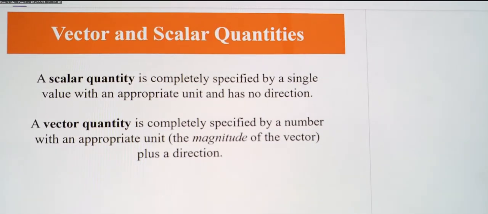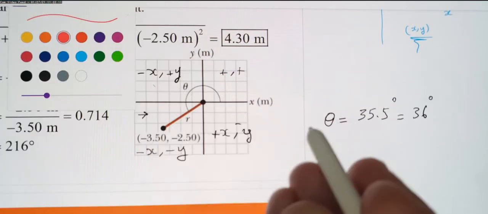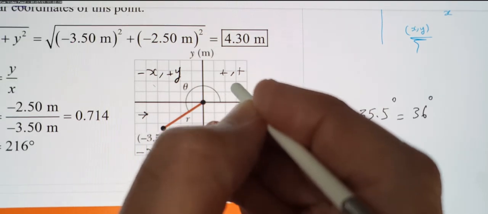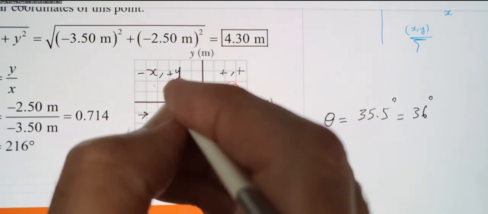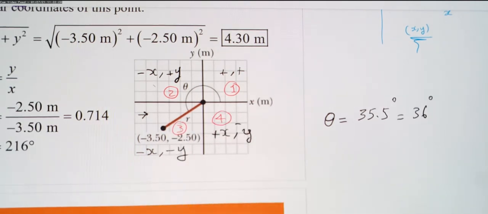Doctor, if it was in the first quarter, we will add the 270? First quarter is this one. The fourth. This is first quarter, this second, this third, this fourth. Yes, you add 270. Okay, thank you. Because you need your angle to be here in this quarter. So then you add 270.